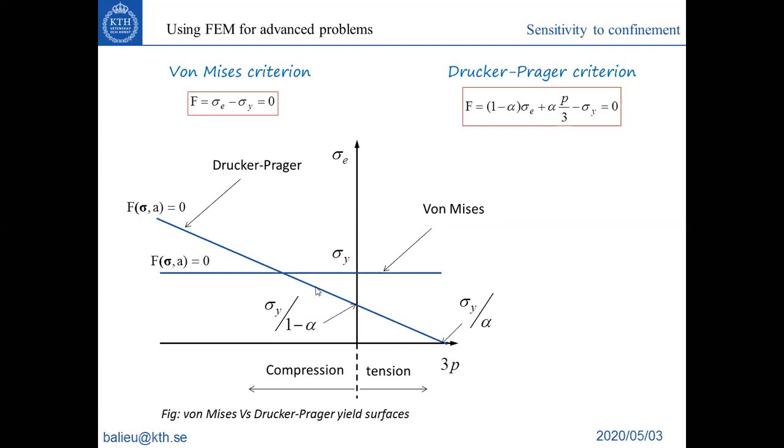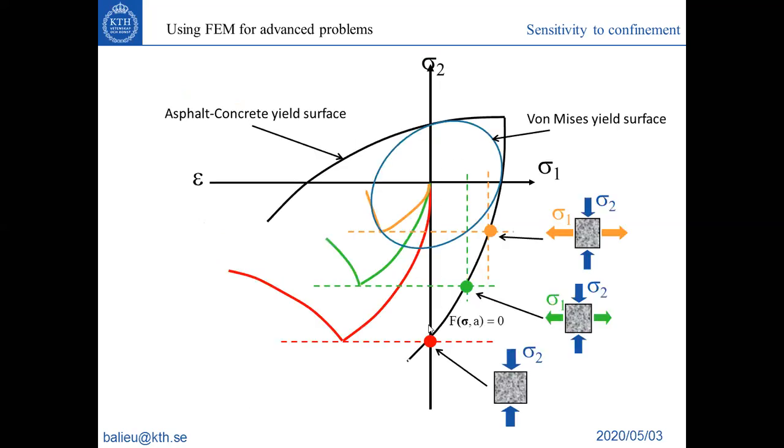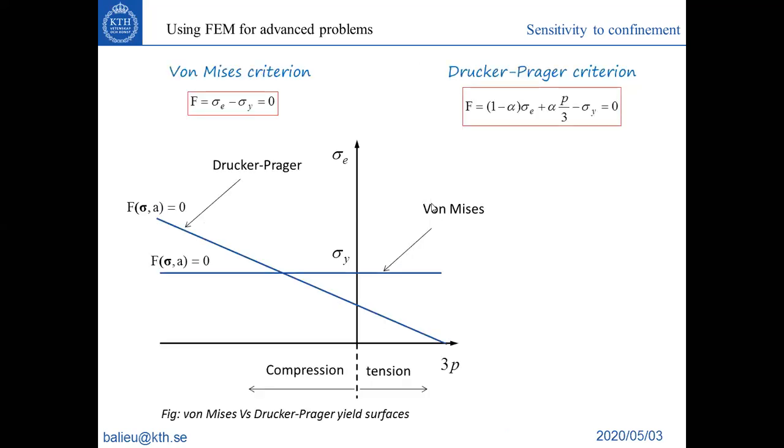So by doing this, you can see that you can have a higher yield stress in compression than in tension, as we have seen here. So you have higher yield stress in compression than in tension. So this is the Drucker-Prager criterion.